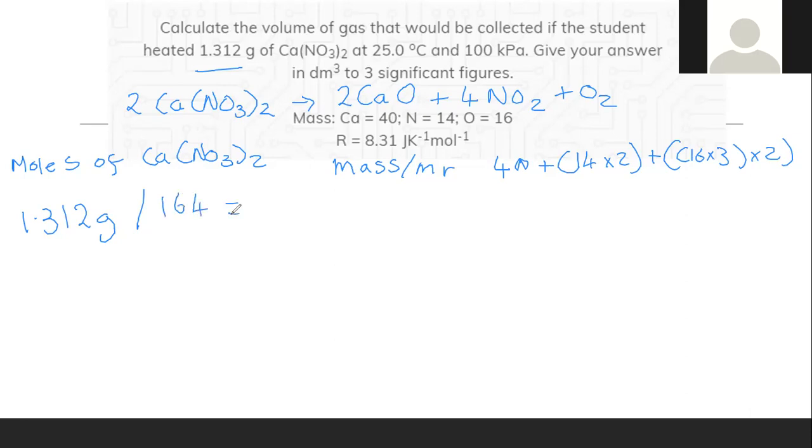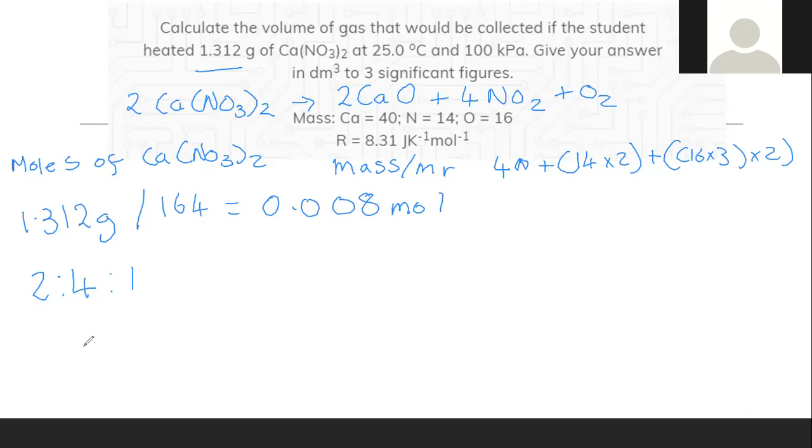So 164 will give us our moles. 1.312 divided by 164 will give us 0.008 moles. Then we want to work out our ratios. So we look at the equation. We've got a ratio of 2, 4, 1. 2 lots of calcium oxide, 4 lots of nitrogen dioxide, and 1 lot of oxygen.